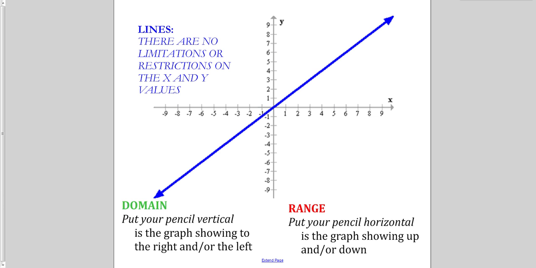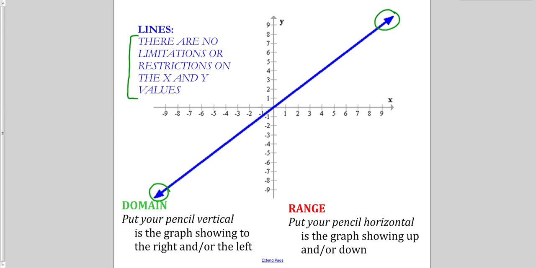Now, the key thing here is that it's a line and that you see on both endpoints, there's arrows. What that means is that this line will continue on in both directions forever. In other words, there are no limitations or restrictions on the x and y values.